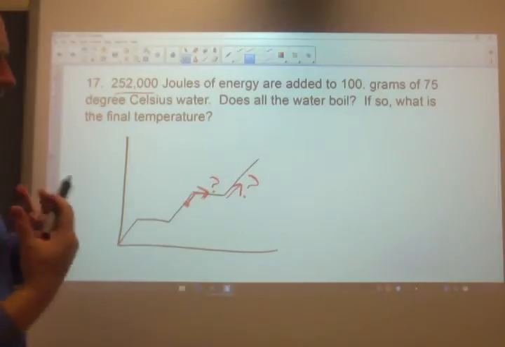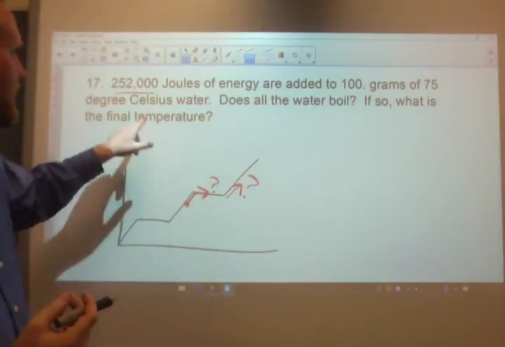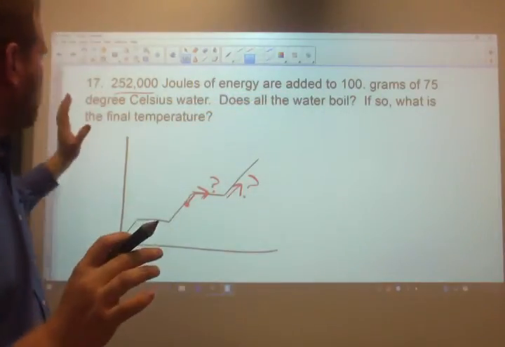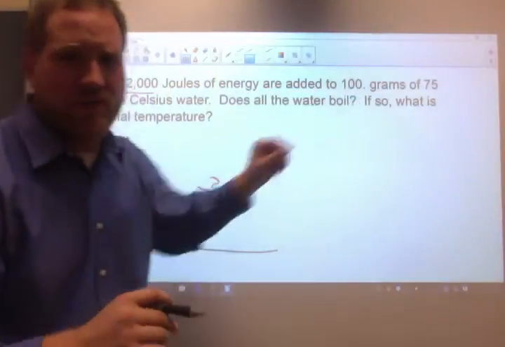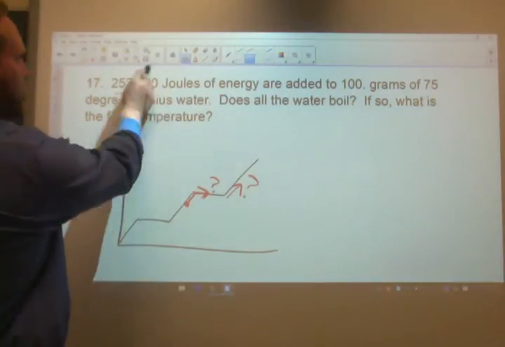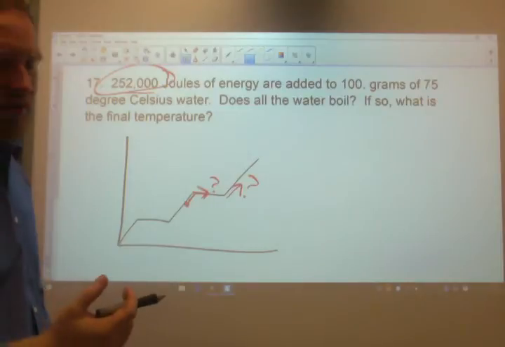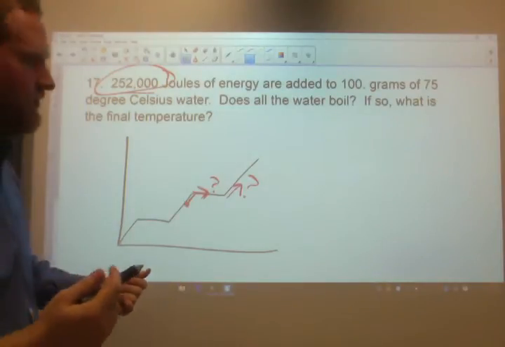So, first thing I have to realize is that by starting at 75, what's my temperature? Yeah, 75 Celsius, I'm going to have to use some of this energy just to bring it up to 100. I can't just start boiling it off yet at 75.